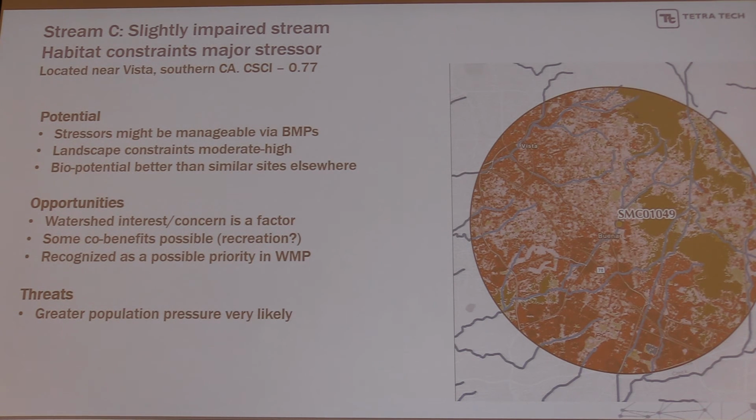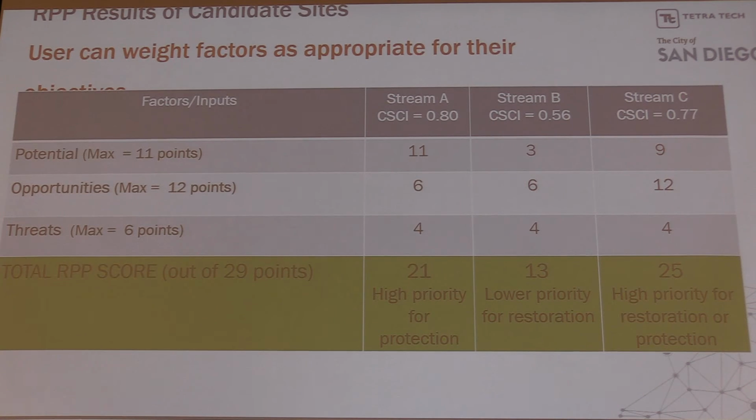And then this is one that's been recognized in the WMP, the master plan. So it's one that people are looking at. But the population pressure is very high. So actually, in all three of these, population pressure is a factor. Okay, so again, I'm not going to show you the scoring, but if there's time, we can show you some of the scoring things. So again, all preliminary.